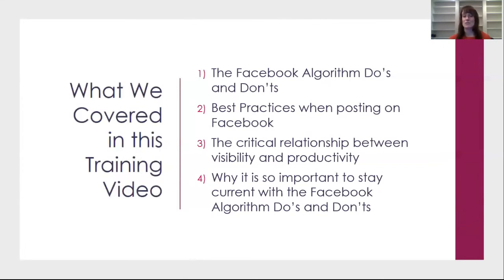Your post needs to be a story, and entertaining and informative. Those are the things that Facebook is looking for in high quality posts. Like I said, it needs to be entertaining, it needs to be informative, and usually the best way to do that is through storytelling. So those are some of the do's and don'ts of the Facebook algorithm.